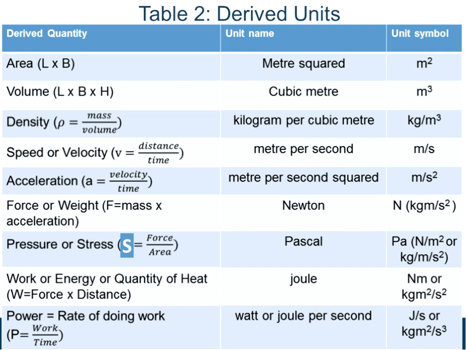So this is where we have the pressure. Now I think before the question, velocity over time is our acceleration. Then we have meter per second squared.